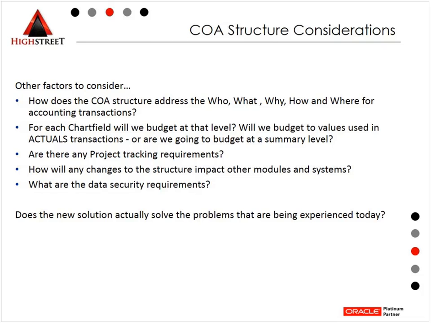Of course, you also need to think about what the impacts are to the other systems. So for example, are you going to be tracking projects? Are you going to actually be using project costing? Those kinds of key decisions should also be made as you're making your baseline chart of accounts structure decisions. You also want to think about what the impacts are to any of your other subsystems.